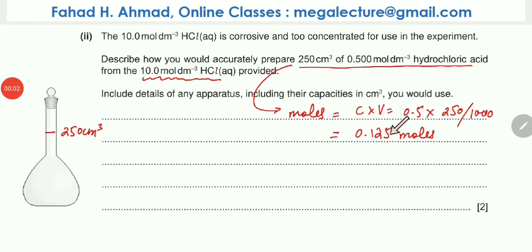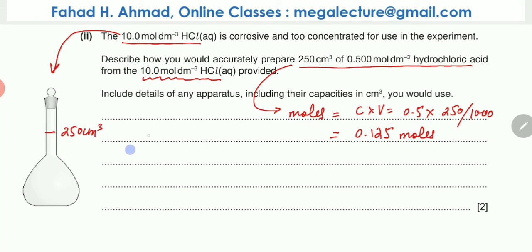Now the next part is, where do you get these moles? Remember, your original solution is a 10 mole per dm cube HCl. It's a very concentrated solution. So you're going to use a burette to put a certain amount of HCl into this flask over here. These are the moles that you require to make this solution over here, and all those moles are supposed to come from this very, very concentrated solution.